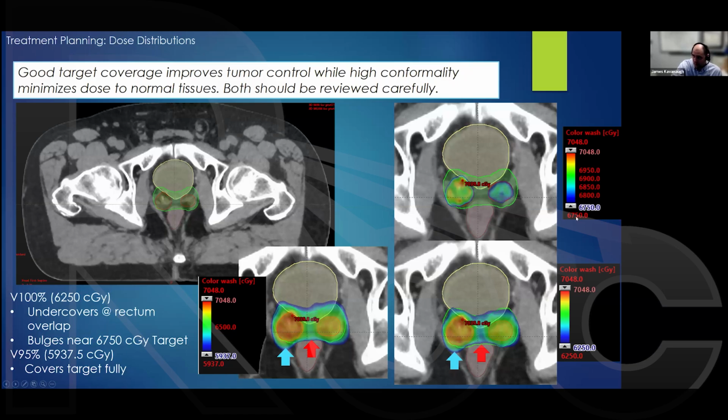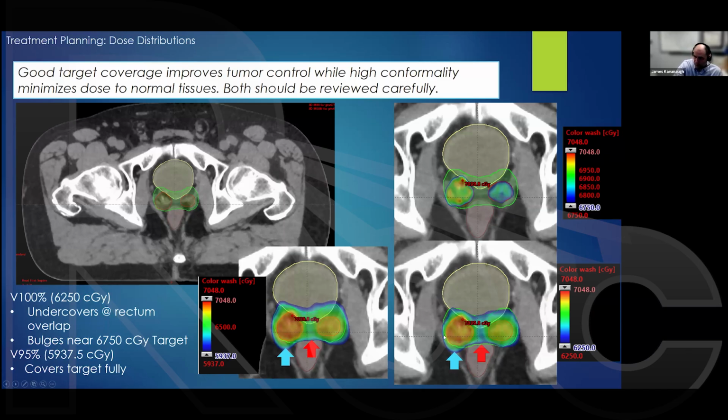Up here, you can see that the edge of the color wash in the top right corner represents the prescription of the high dose target, so we're well covering the high dose targets. If I put on directly underneath it my prescription dose level of the low dose target, 6250, a few things I note. I'm undercovering a little bit in the overlap with the rectum. That makes sense, because the optimizer is trying to lower rectal dose as well as get target coverage, so it's trying to split the difference. I'm also undercovering a little bit in the overlap with the bladder, a little bit over here. I think that was more beam angle driven.